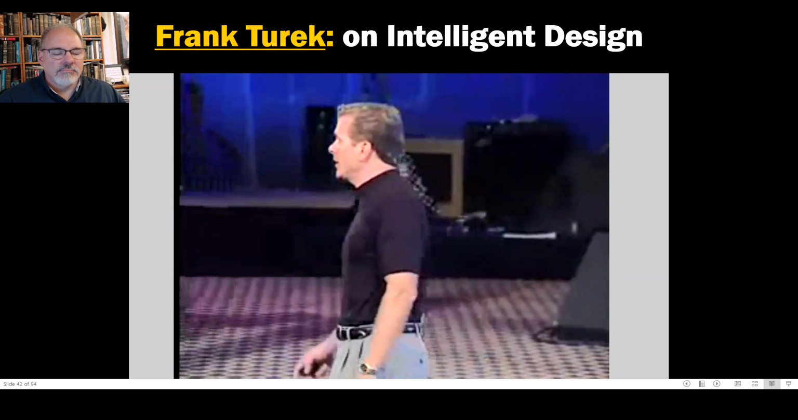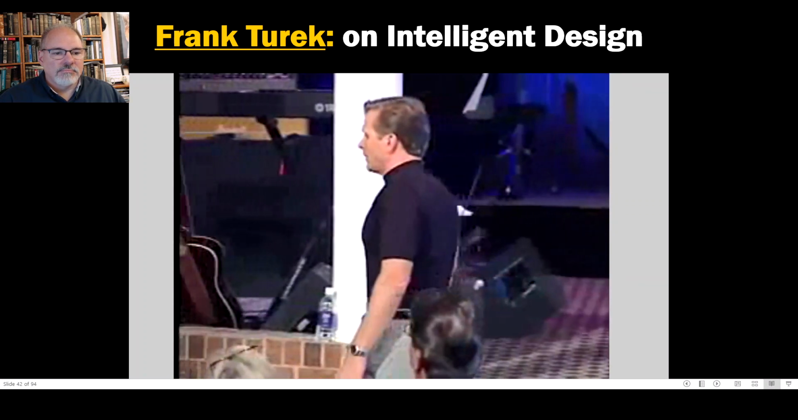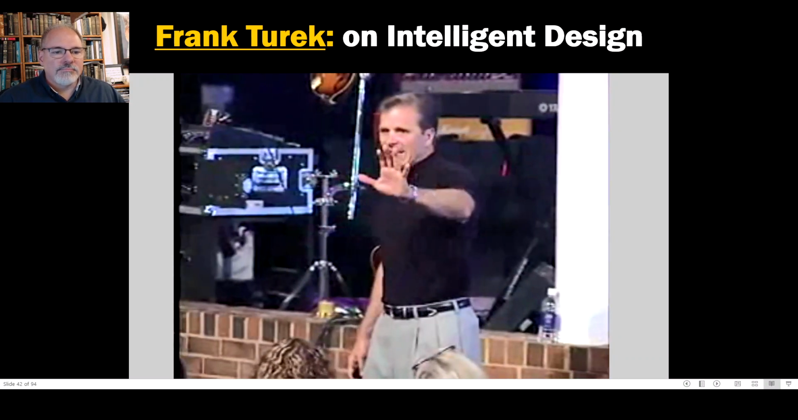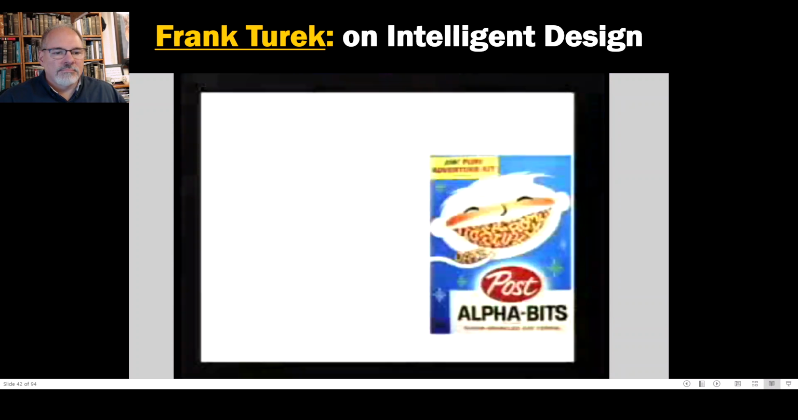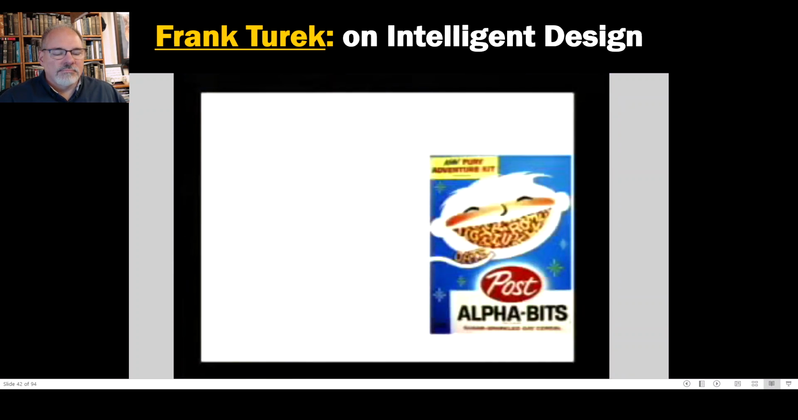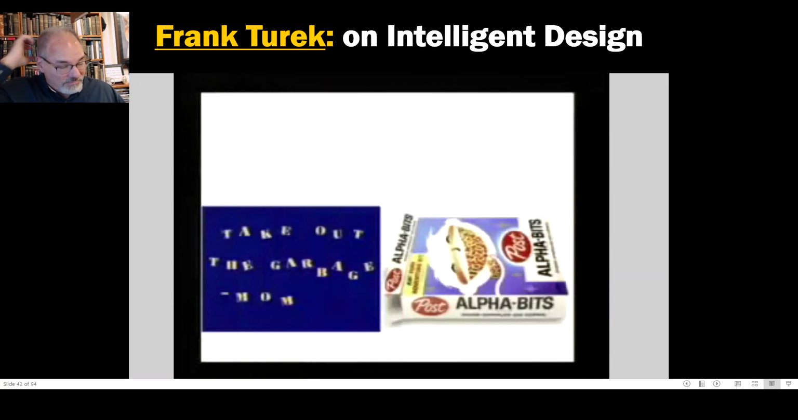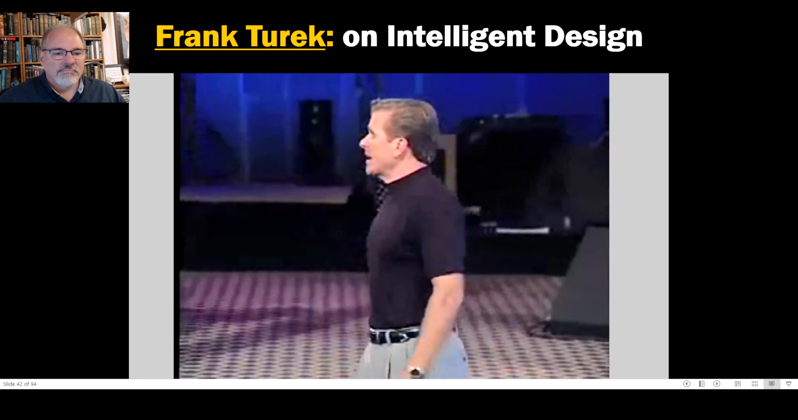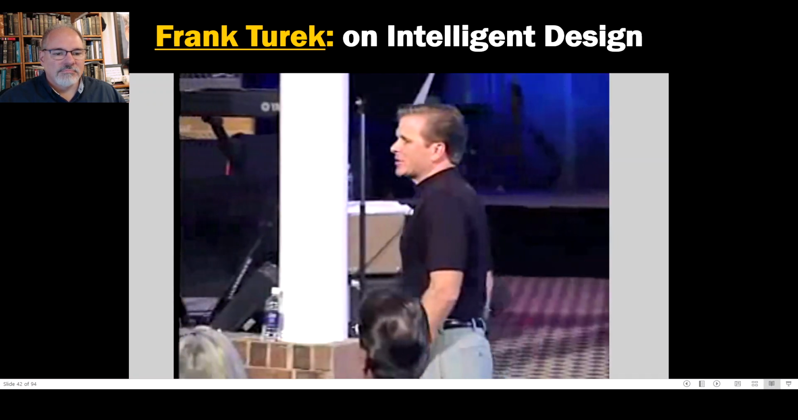Well, in order for me to explain it to you, let me take you to your breakfast table. How many people in here like alphabet cereal? Let's suppose you're a kid. You come downstairs one morning to have a bowl of alphabet cereal. You get to the kitchen. You see the alphabet cereal is knocked over and on the placemat, the letters spelled, take out the garbage. Mom. What are you going to assume? The cat knocked the box over? Earthquake shook the house? No, you're going to say that's intelligent design from an intelligent being.